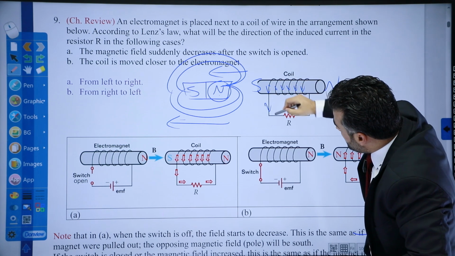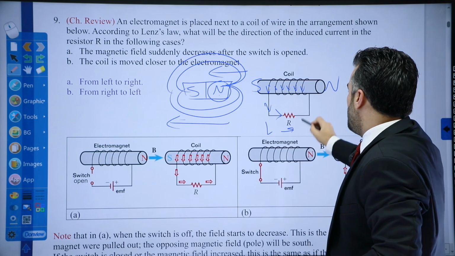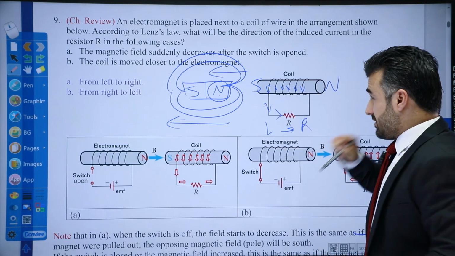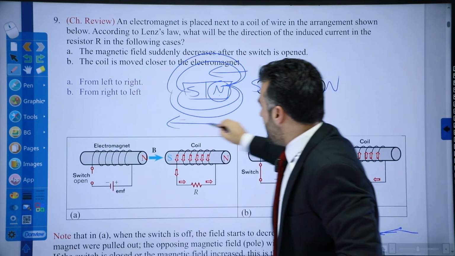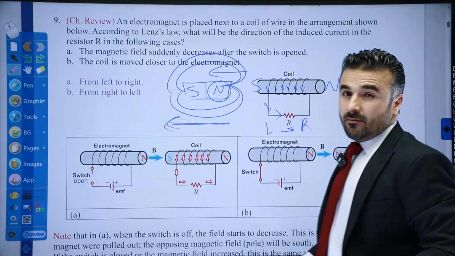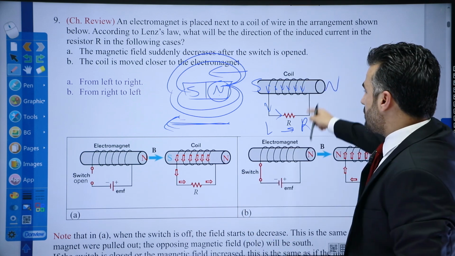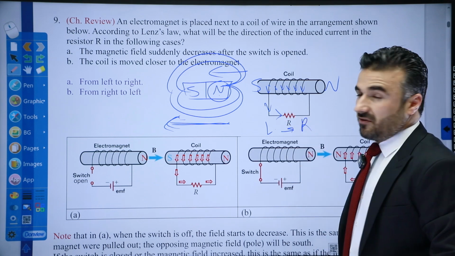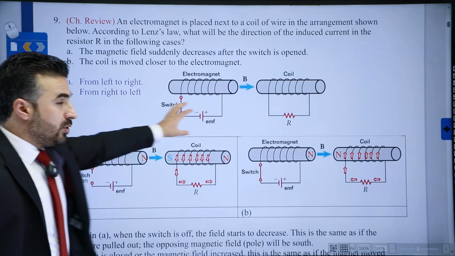So if I follow this one here, you can see that we can say the current is moving from left to what? From left to right. That is for the first part. It says the magnetic field is suddenly decreasing. It is almost as if you are moving this bar magnet away from the coil here. So this is going to be the direction of the current through the resistor, which is going to be from left to right. Now we can go back and explain this one more time.